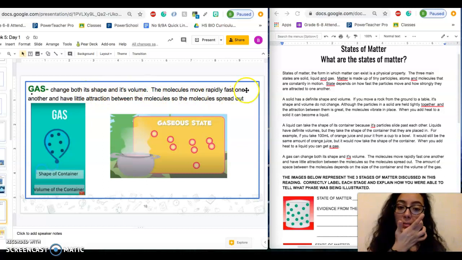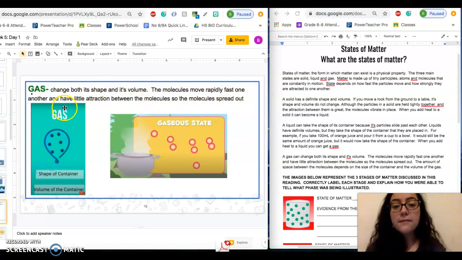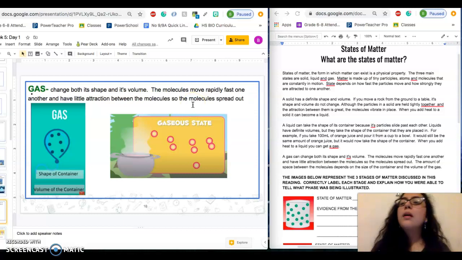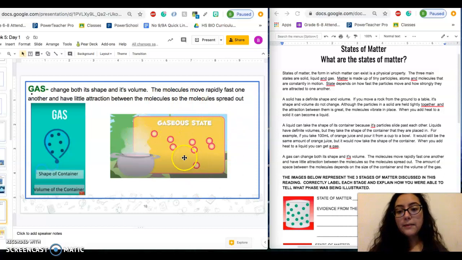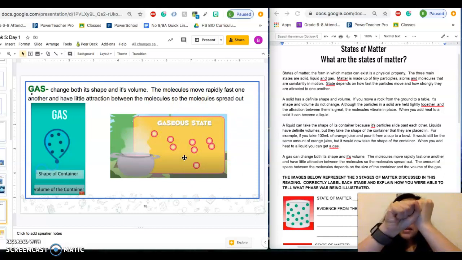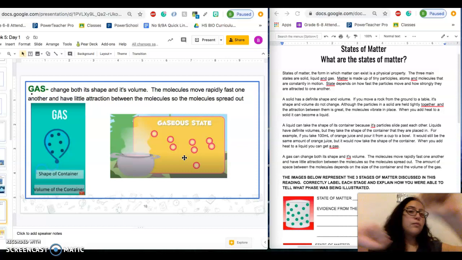The molecules move rapidly past one another and have little attraction between them, so the molecules spread out. I know that sounds a little confusing, but all gases are is particles. These particles are separate from each other. They are moving super fast, bouncing off one another, creating collisions, moving around. Just like you see from the PowerPoint, these particles might be close, but most of the time they're kind of just wherever.